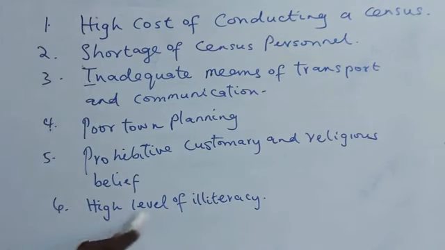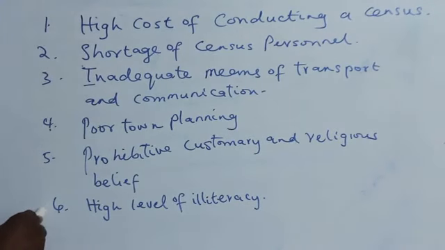Number 6, high level of illiteracy, in the sense that people don't disclose the facts before the officials for them to understand. So at the end of the program, the commission won't be able to reveal adequate information before the nation.